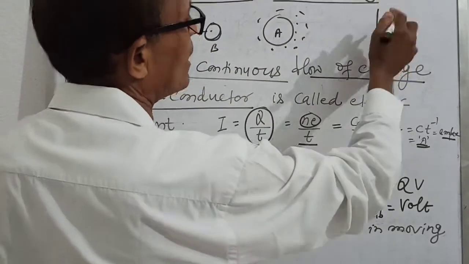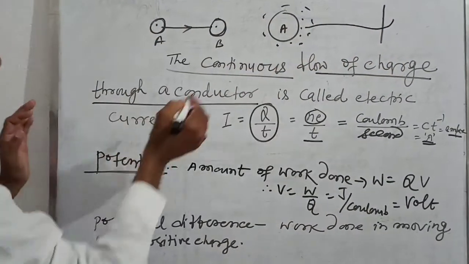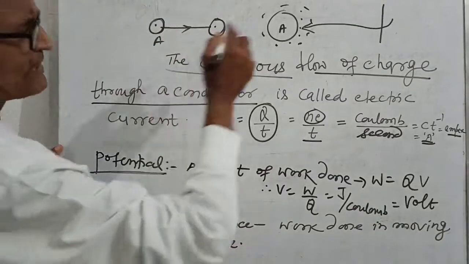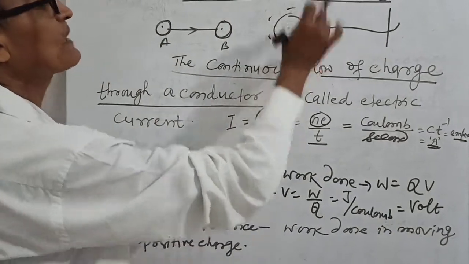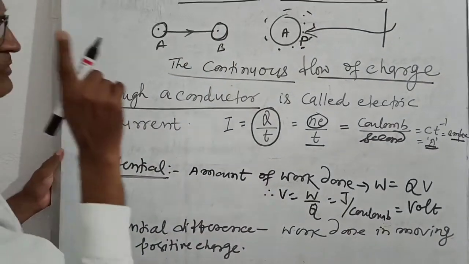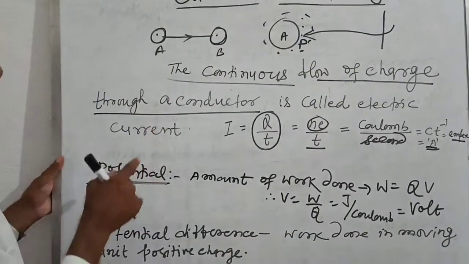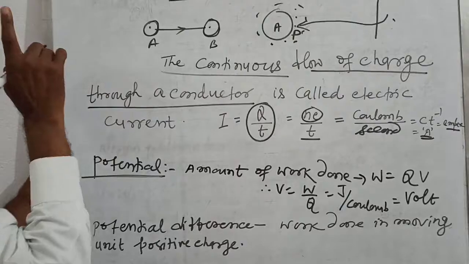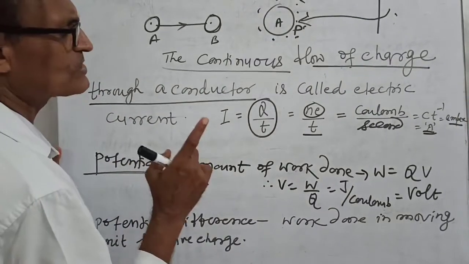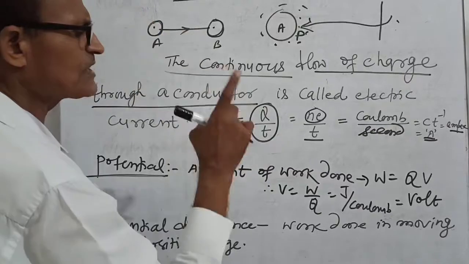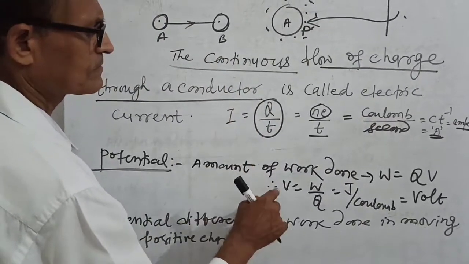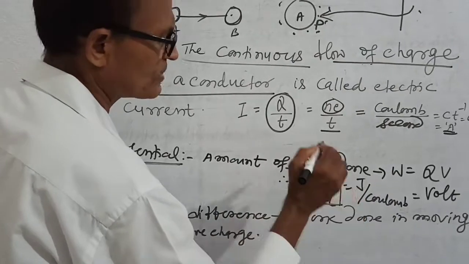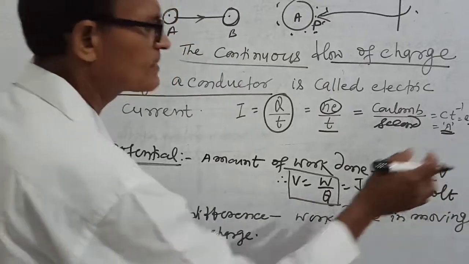Why infinity? The work done in bringing a unit positive charge from infinity to the charged body, that is called the potential at that point, suppose at P. So potential at P will be the amount of work done. In terms of work done, suppose charge Q is brought instead of unit charge from infinity to this point P, and the work done is W. So in bringing charge Q, the work done is W. Bringing unit charge, it will be W by Q. So potential V is defined as W by Q. The unit will be joule by coulomb, which is called volt.